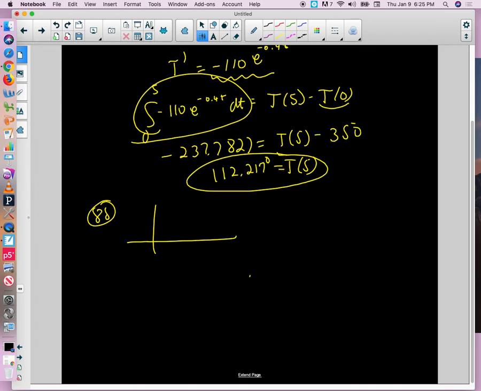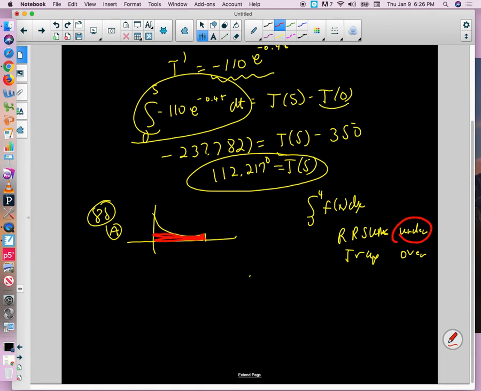85 is one that I've told you about a few times. The integral from 0 to 4 of one of these functions. A right Riemann sum under approximates, and a trapezoid over approximates. So if I'm looking at A, it goes like this. I suggested you do it from the right, just one long rectangle from the right, and that under approximates. And then a trapezoid, just do one, and it over approximates. And A is the only one that happens on. So A is the answer.